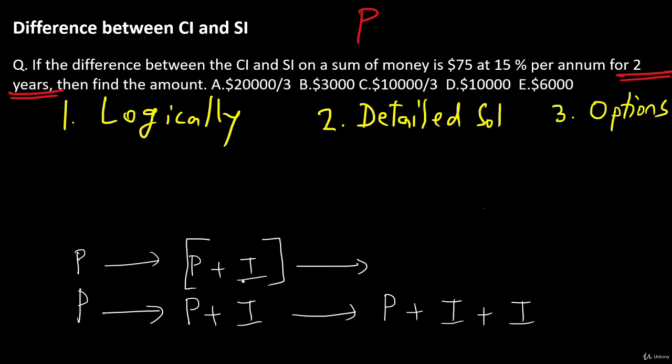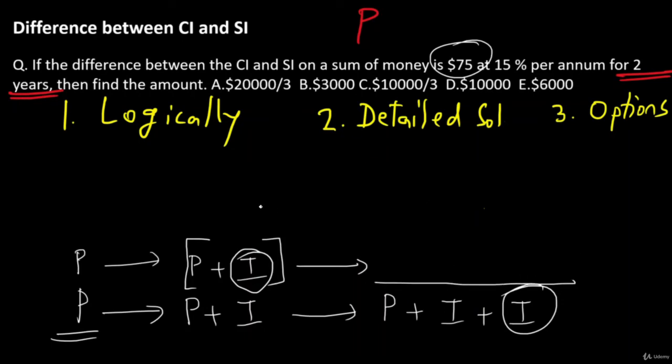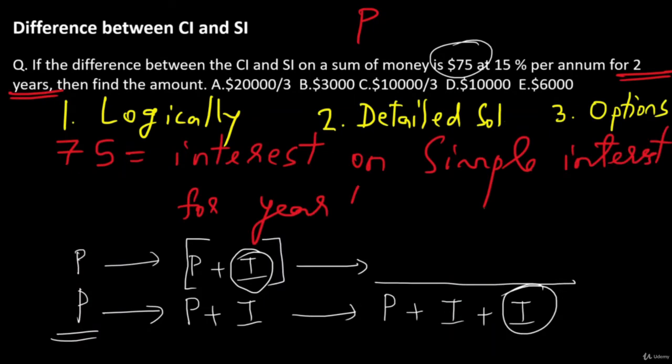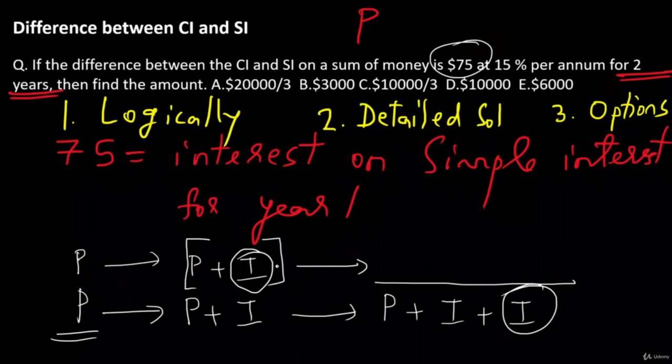All right. So that means the difference between the simple interest and compound interest, which is $75, is actually interest on this interest, right? You can see that in the case of simple interest, this interest is on the principal, but the interest that we will have over here will be on this amount, right? So interest on the interest is not applied in the case of simple interest, but in the case of compound interest, we have interest on the interest as well. So this 75 is actually the interest which is applied on the simple interest for year 1, which is this I over here. All right.